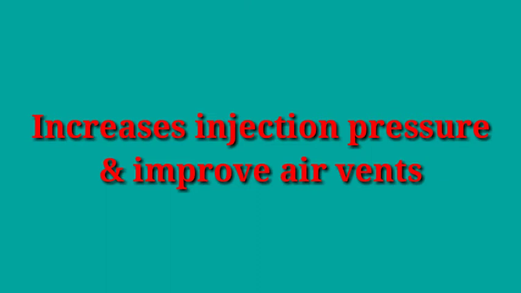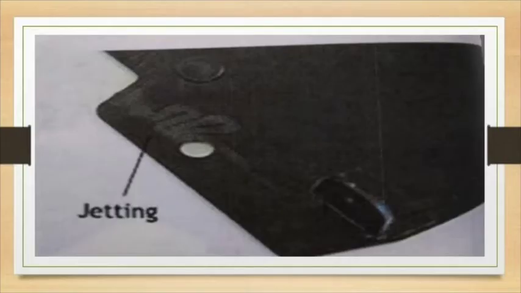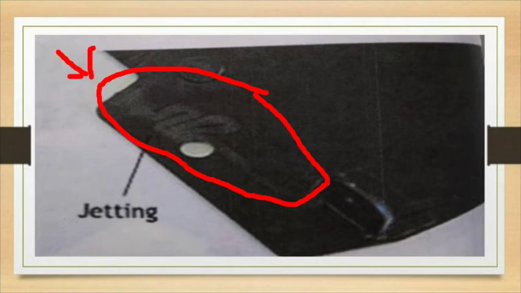Now we are going to see the jetting. Jetting occurs when polymer melt is pushed at high velocity through a restrictive area such as the nozzle, runner or gate into open thicker areas without forming contact with the mold wall. You can see the image. Now we are going to see the causes of the jetting.